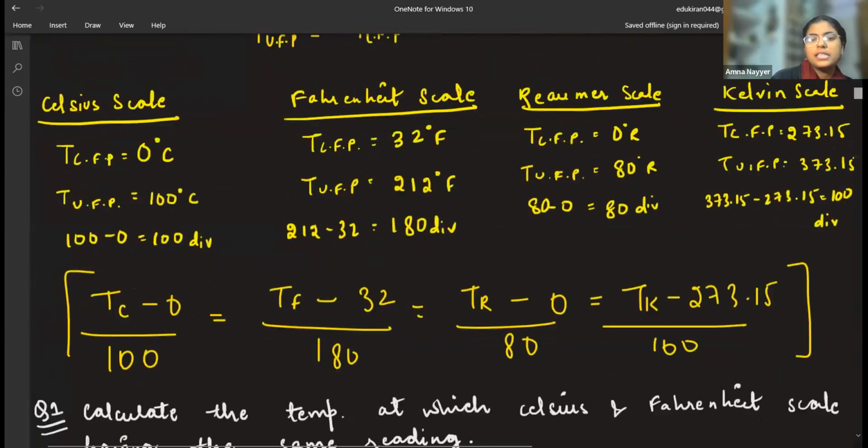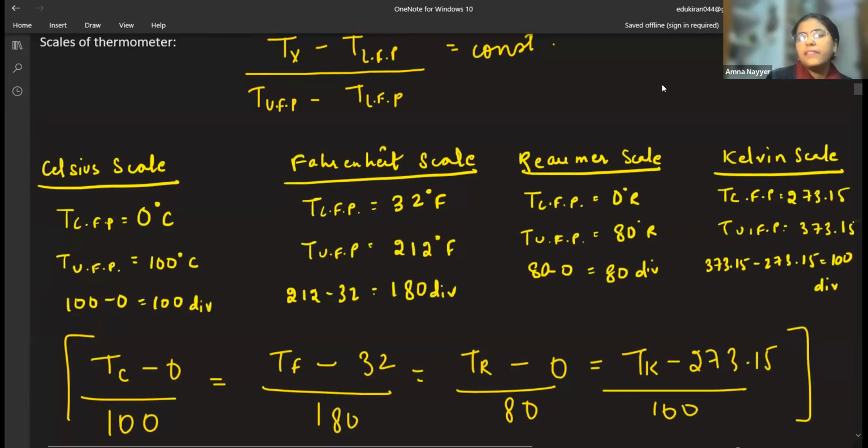Yes. See, this was the scale that we were discussing. Wherever a random scale is given, subtract the lower fixed point divided by upper fixed point minus lower fixed point. For some scales, like the Celsius scale, Fahrenheit scale, Reaumur scale, Kelvin scale, the lower fixed point and upper fixed point are already defined, so their differences can also be calculated. This ultimately becomes the main formula, which is very helpful in the calculation part also.